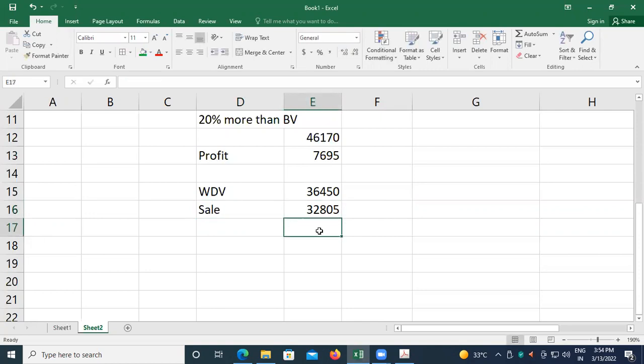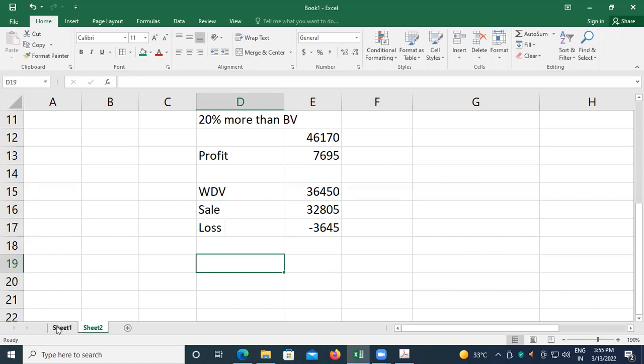So it means book value of the asset is 36,450. Sale value of the asset is 32,805. Means if you calculate over here, we sold at this price. Okay, but the cost of the asset is 36,450. Means there is some kind of a loss. What is the loss? Minus 3645. So we sold at a loss.